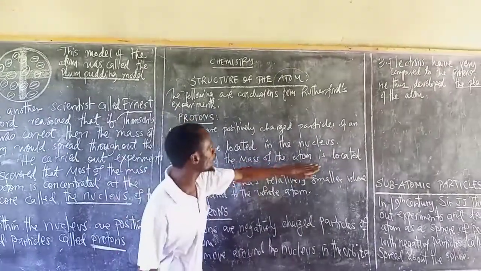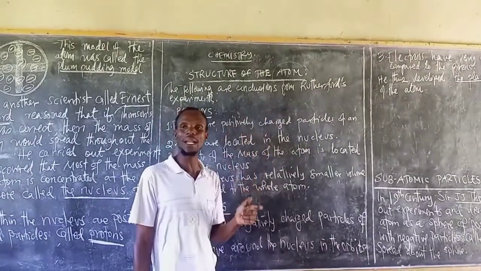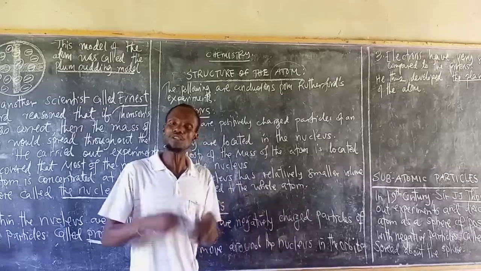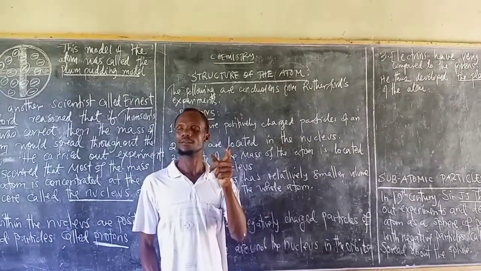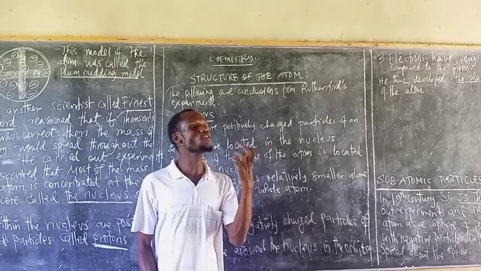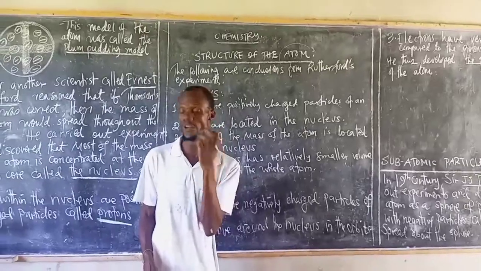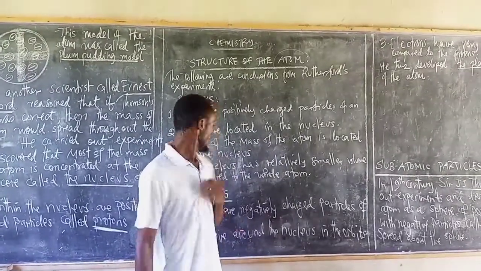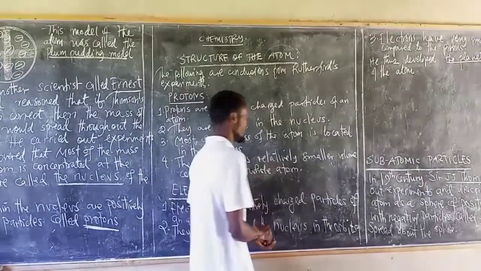Most of the mass of the atom is located in the nucleus. According to Rutherford, he did an experiment and found that most of the mass of the atom is found in the nucleus, meaning the mass of an atom is concentrated at its central core, called the nucleus. And then he said the nucleus has a relatively smaller volume.